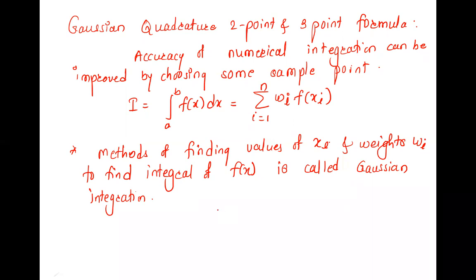So there are two types of Gaussian quadrature formulae. First is Gaussian quadrature 2-point and second is 3-point. So you are writing now the formulae. Give the heading: Gauss, Gaussian quadrature 2-point formula.